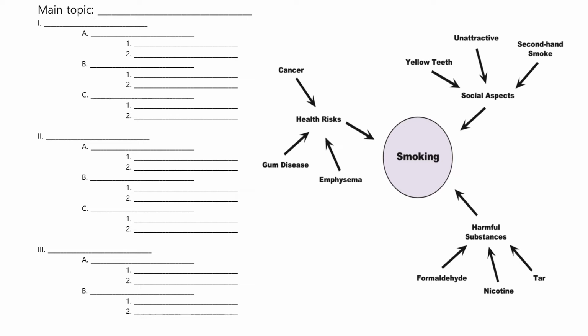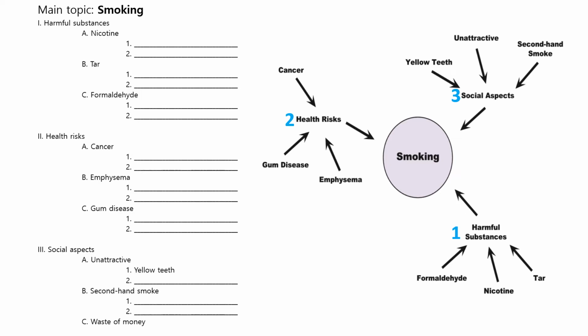Maybe I decided to write a paper about smoking. So now smoking is my main topic. I brainstormed some ideas, I made a basic mind map. After I make the mind map, the next thing I want to do is decide what order I want to present my information. So maybe I thought about it a little bit, and the first thing I'm going to talk about is harmful substances, then I'm going to talk about the health risks, and then lastly, social aspects.